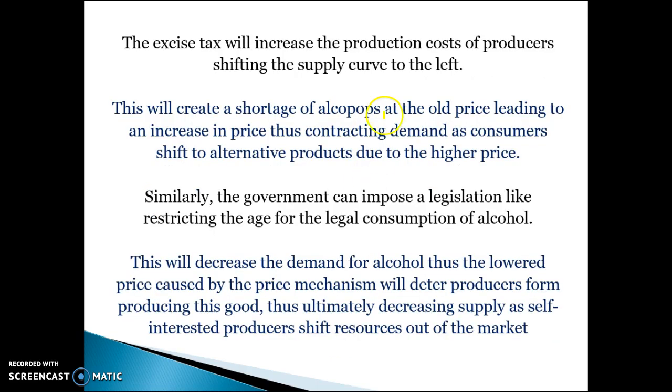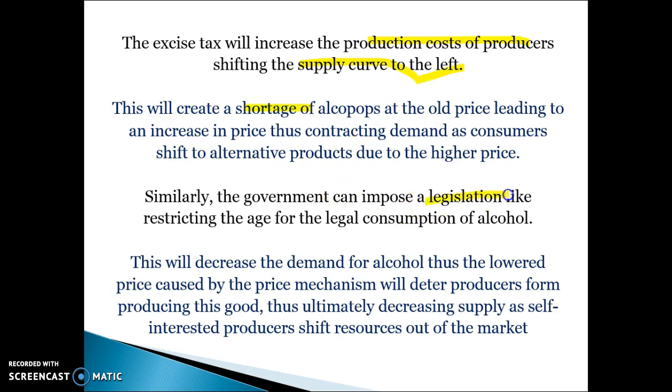So the excise tax will increase the production costs of producers, shifting the supply curve to the left. So really using this equilibrium analysis, this will create a shortage of alcopops leading to a higher price, and therefore demand will contract as consumers shift to alternative products due to the higher price. This will therefore lead to more resources being allocated to other goods and services.